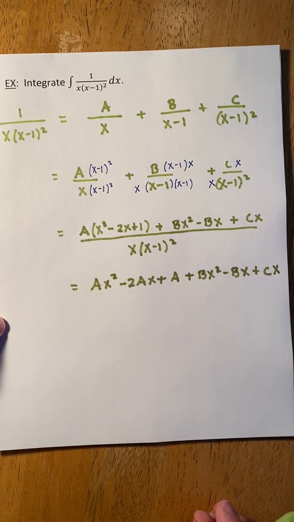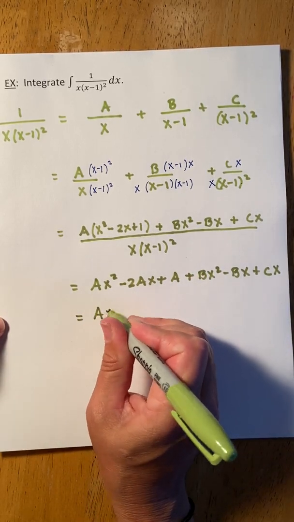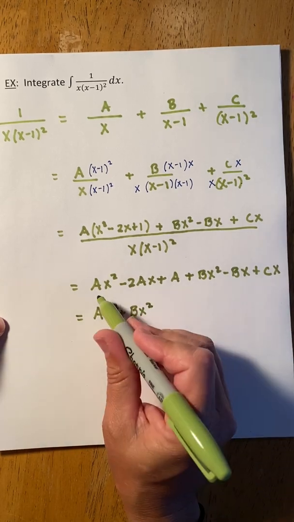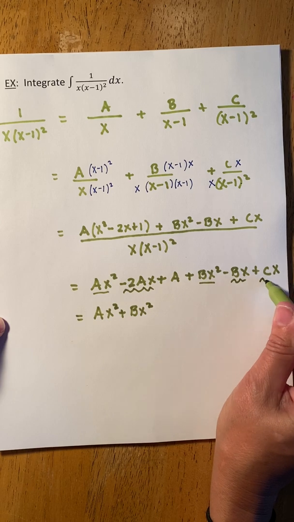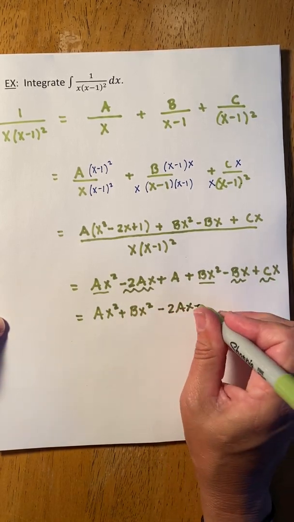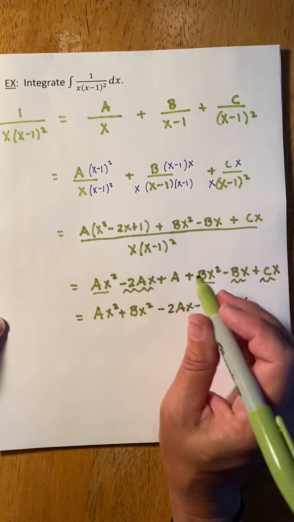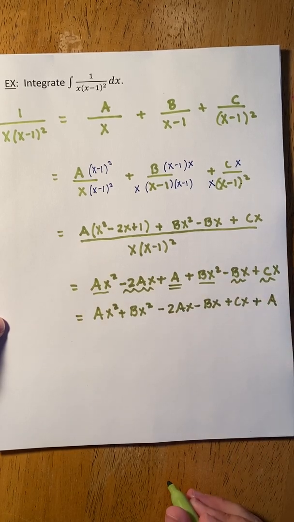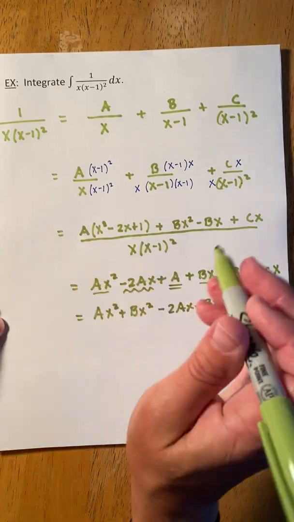Changes the problem completely. Now I'm going to rearrange these terms. I'm going to put my x squared terms together. So ax squared and bx squared. And that takes care of that guy and that guy. I'm going to do my x terms. So I have 3 x terms: minus 2ax, minus bx, plus cx. And then all that's left is the constant a. Right, and that's all over this, but that's irrelevant now.